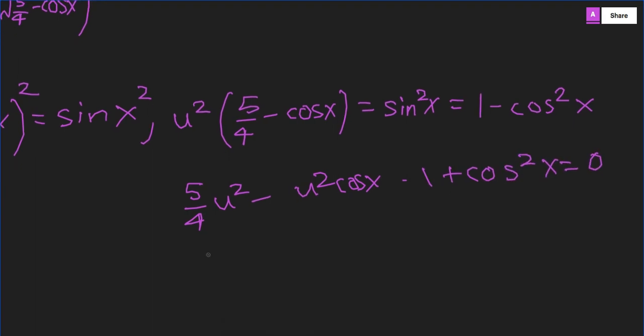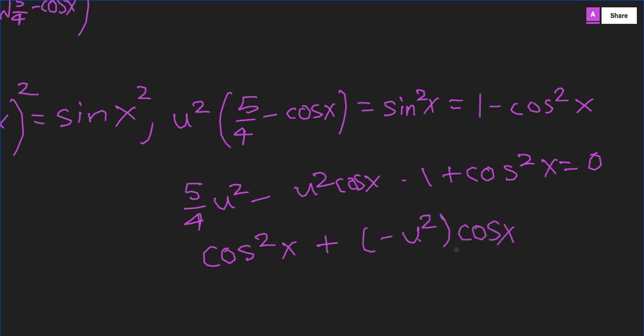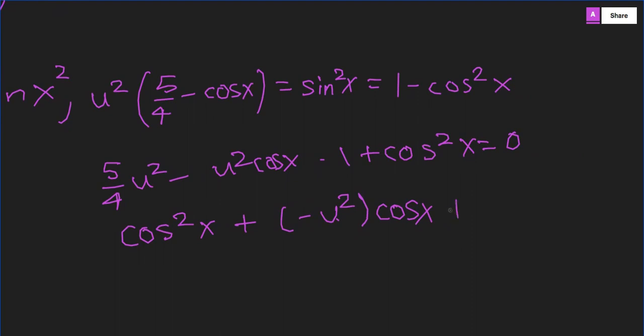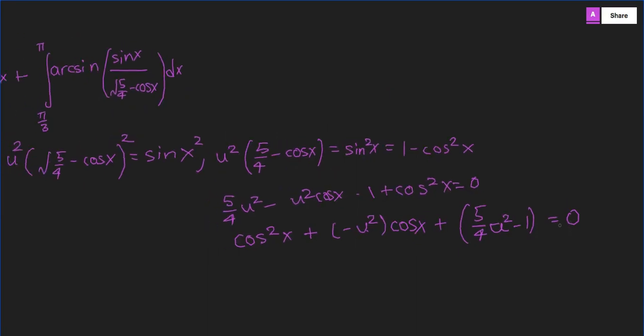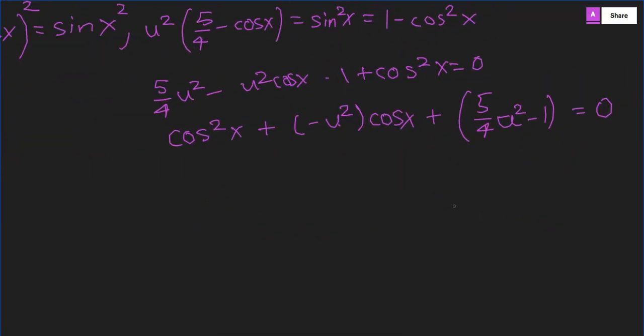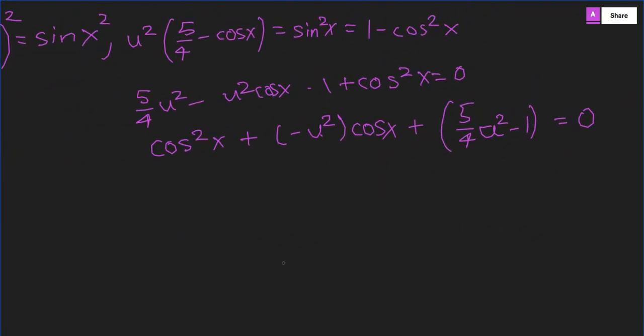Grouping together like terms, we get cos squared x minus u squared cos x plus 5/4 u squared minus 1 equal to 0. And again, this is a pretty standard quadratic equation.